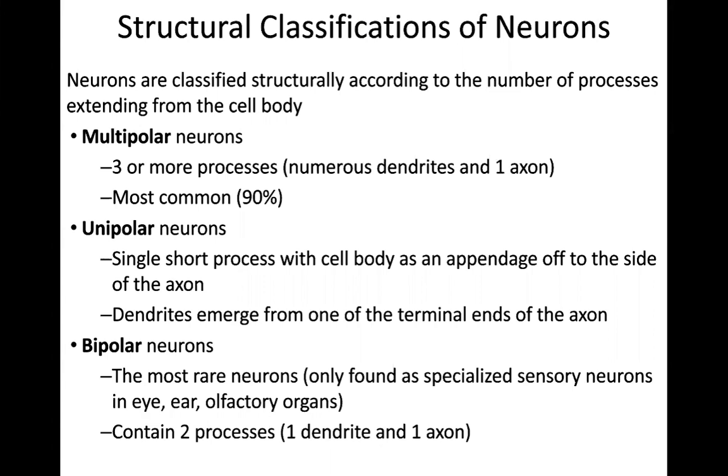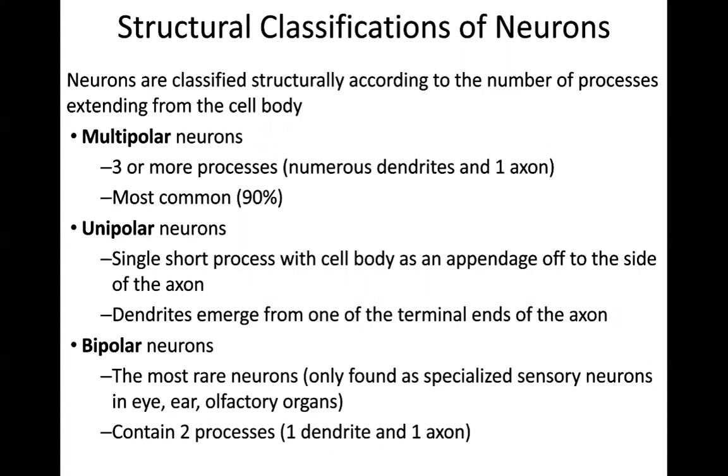Sensations like itch and tickle and hot and cold, meaning that they carry signals into our central nervous system, either into our spinal cord or into our brain. Bipolar neurons are very rare, not as in some people have them and others don't, just not very many of them. They're only found as specialized sensory neurons in our eyes, our ears, and the olfactory organs, which would be our nose.